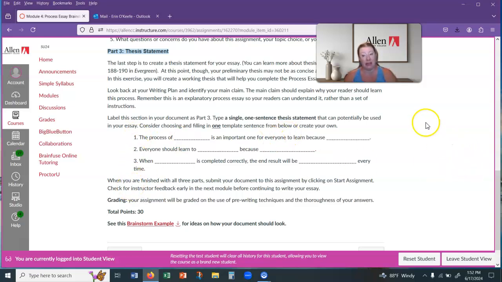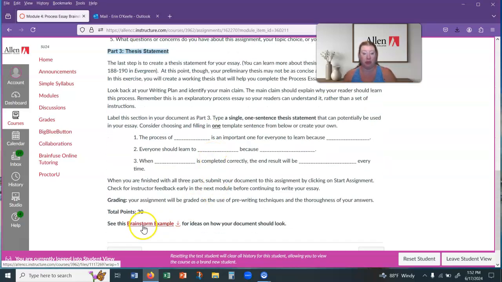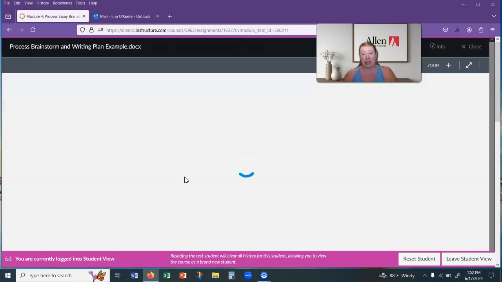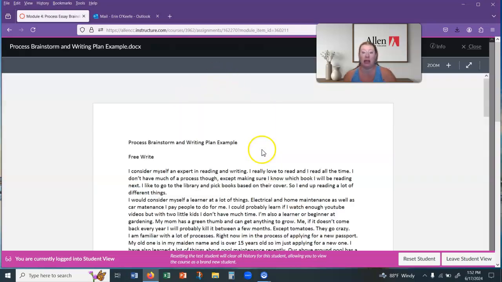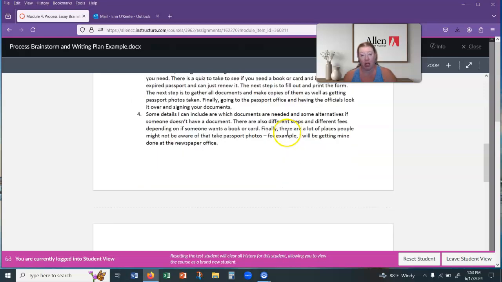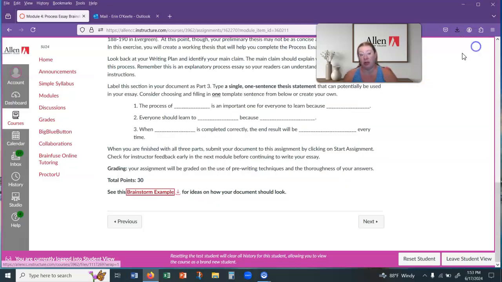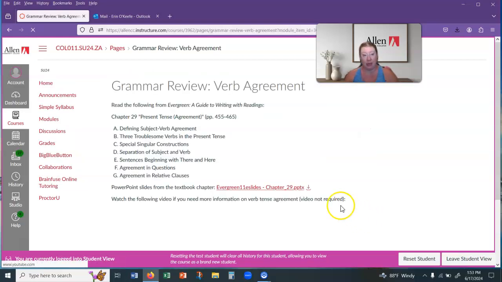I have these template sentences below that you can choose from, and you can pick one if you want, or you can come up with your own, but these are kind of helpful for students. You only need one. And then the other two parts should be familiar. I've created an example for you so you can see what it looks like. The example that I'm using is applying for a passport, since that's something I'm currently doing, or another passport in this case.